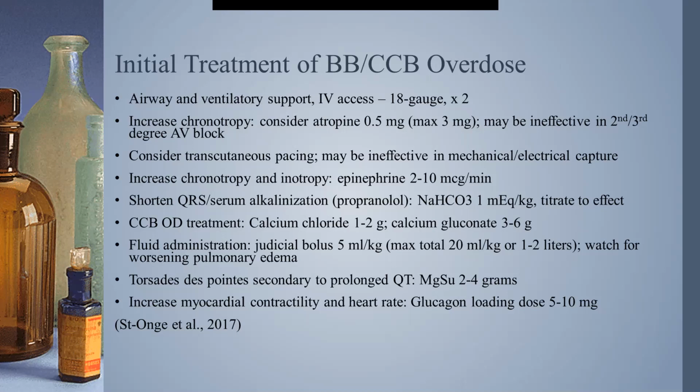Fluid administration: do judicious boluses of 5 milliliters per kilogram to a max of 20 milliliters per kilogram, or 1 to 2 liters. You want to watch for worsening pulmonary edema. Torsades may occur secondary to the prolonged QT; the pre-hospital treatment for that is magnesium sulfate 2 to 4 grams. You want to increase myocardial contractility and heart rate. Glucagon is also an option. Loading dose is 5 to 10 milligrams.